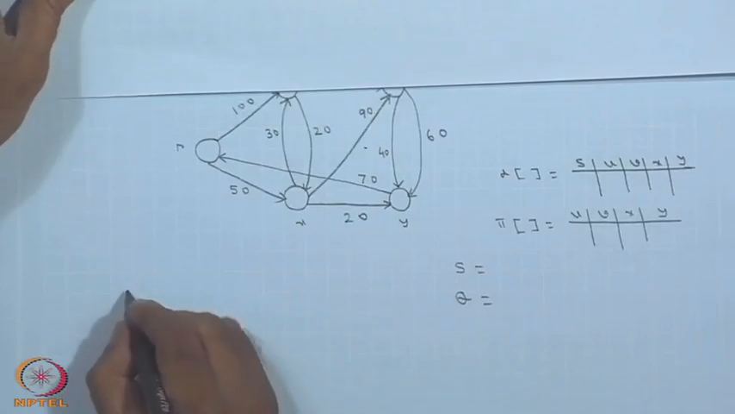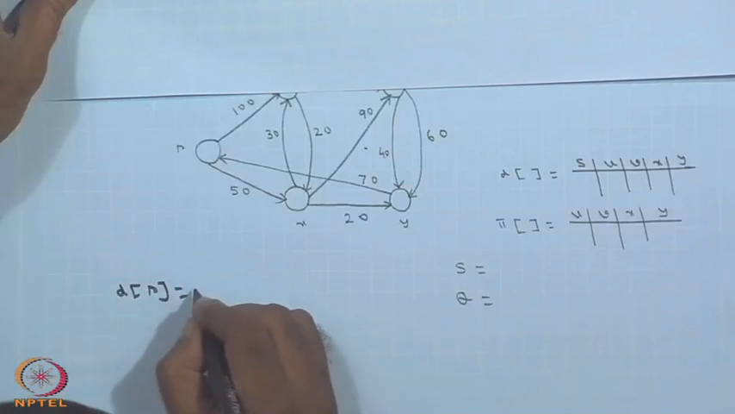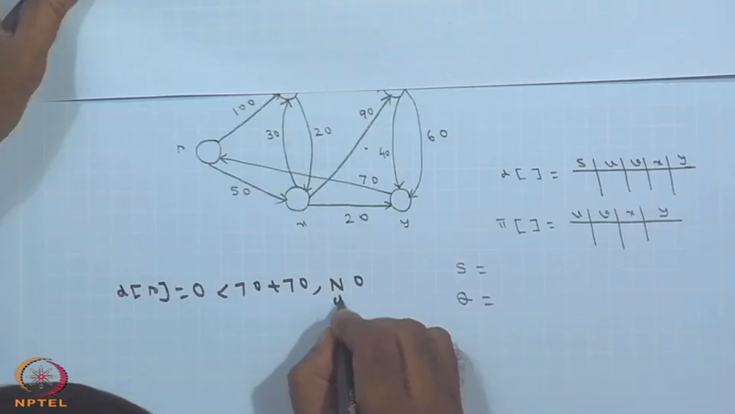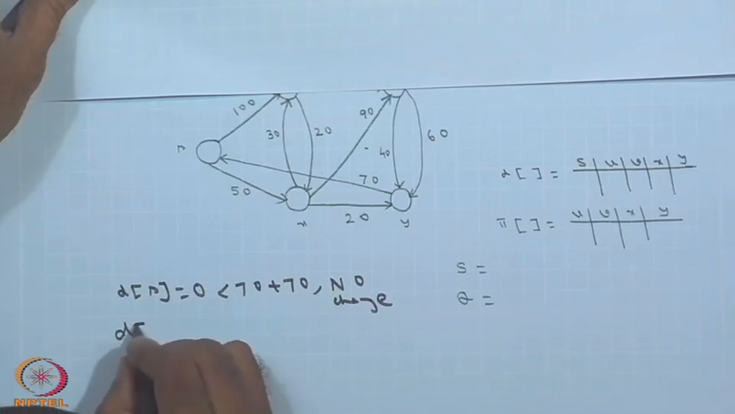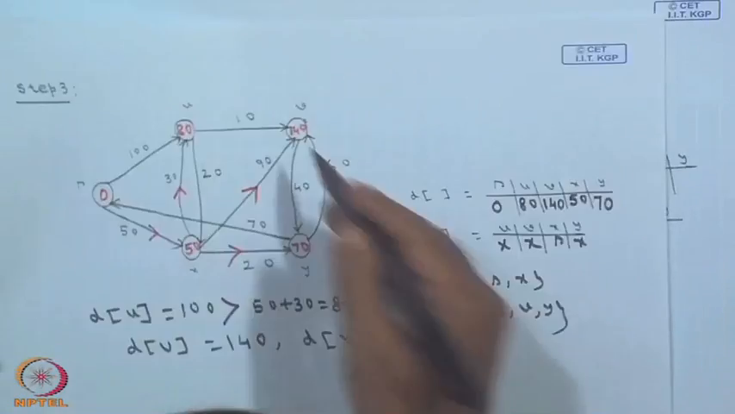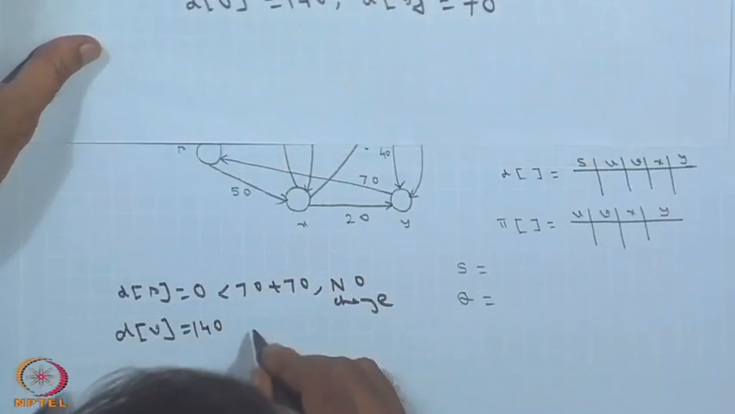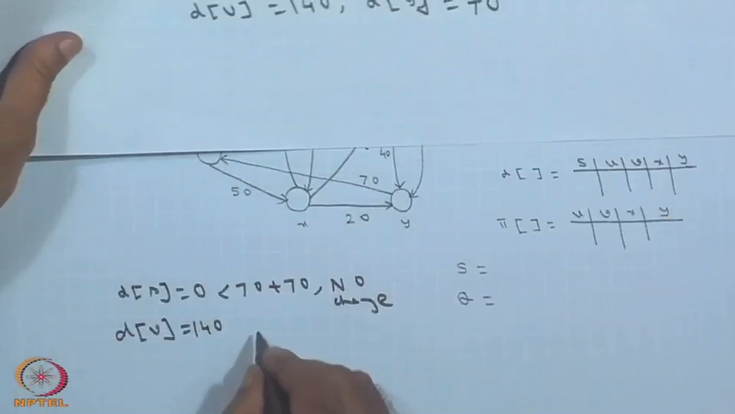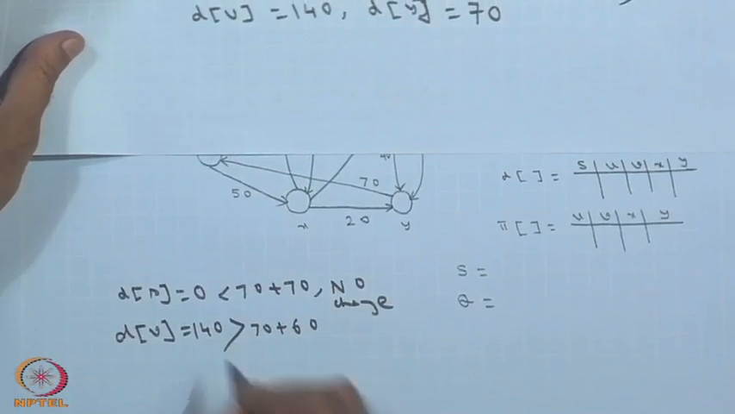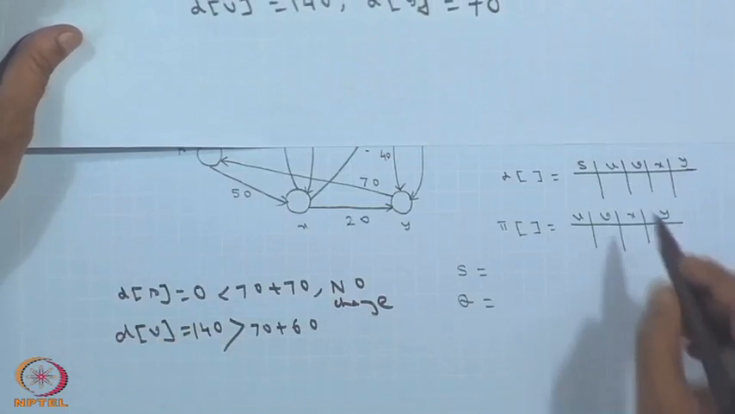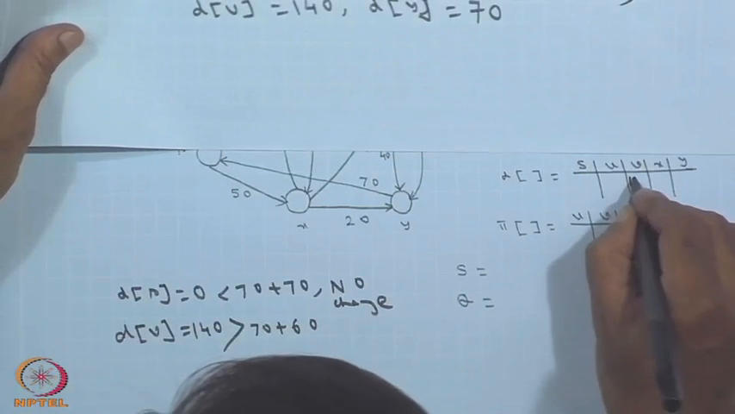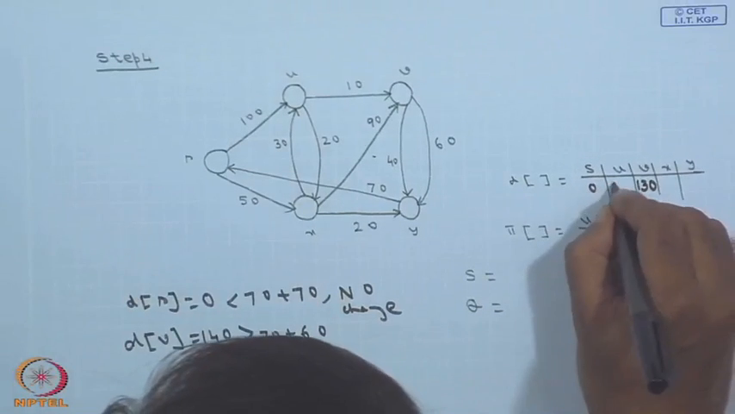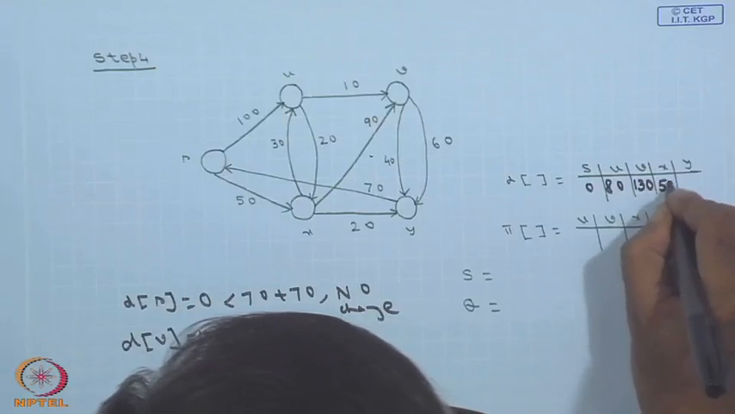Your ds, I am just writing from here, ds initially is 0, and this is less than 70 plus 70. So, basically there will be no change, whereas your dv was 140, dv is 140, and what is dy? dy is 70, plus 60. So, 70 plus 60, that is 130, and 140 is greater than this. So, your dv will be changed. The v distance now will become 130. All other distances will remain as they are, that is 0, 80, x is 50, y is 70.